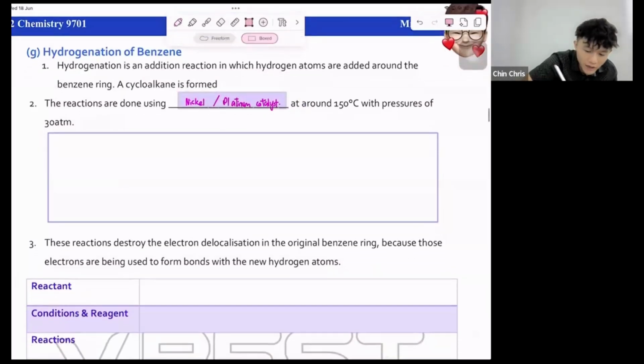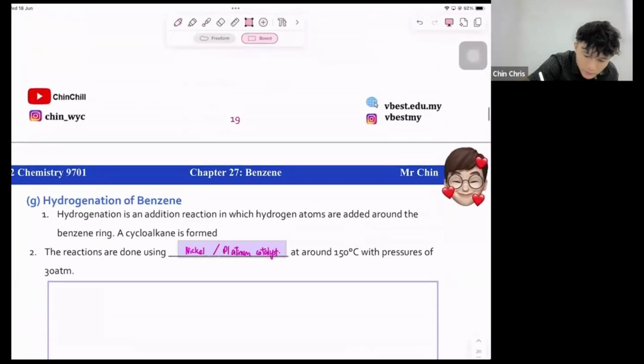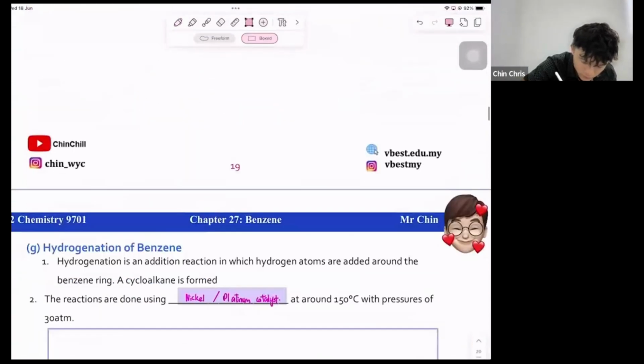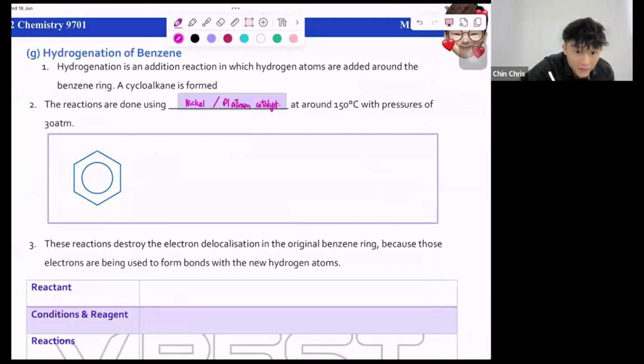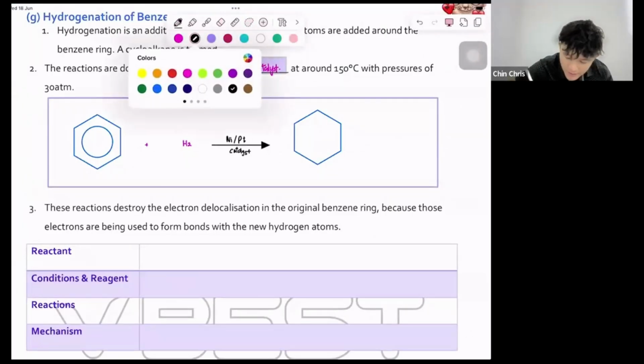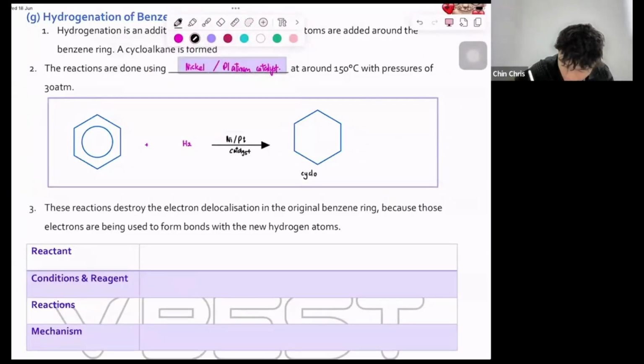Done. So guys, I have a benzene, and I add hydrogen under nickel or Pt catalyst. Eventually it turns into a cyclohexane. Can you see that? This is a cyclohexane.